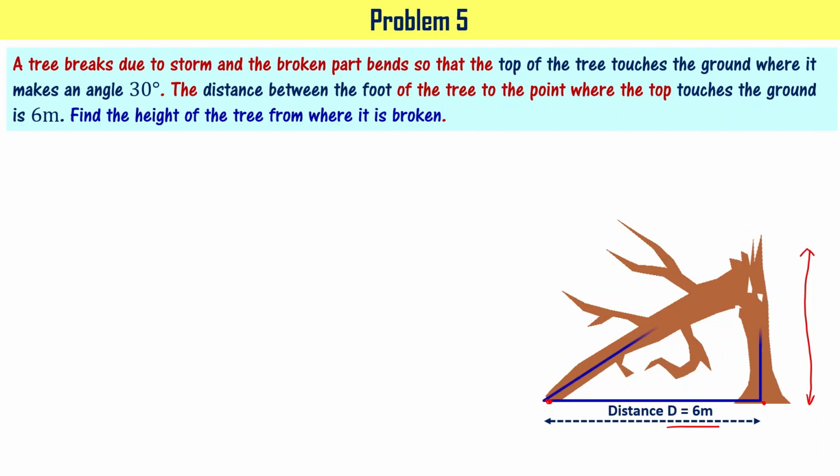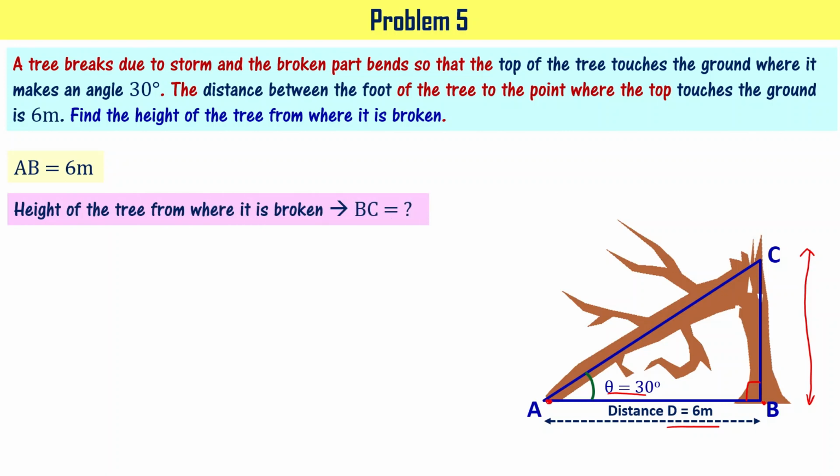right? Now let me draw a triangle, right angle triangle, that is triangle ABC, where angle B is 90 degrees and angle A is the acute angle, that is 30 degrees. AB is given, that is 6 meters. And we have to find height of the tree from where it is broken, that is BC. We have to find the value of BC, right?